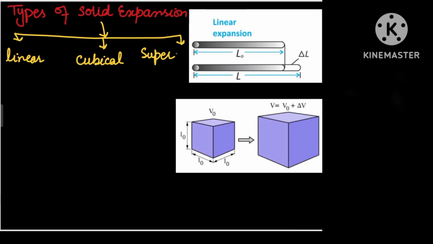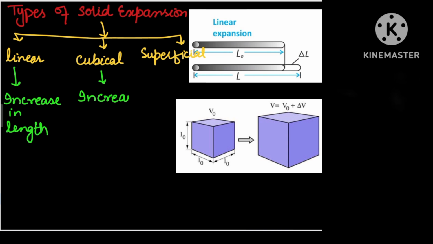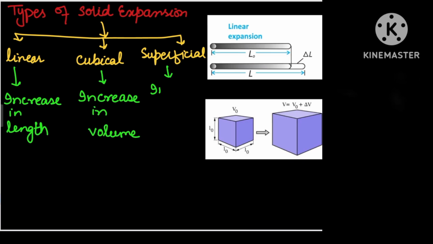Types of thermal expansion in solids. There are 3 types of thermal expansion in solids: linear expansion, cubical or volume expansion, and superficial expansion. If the length of solids increases on heating, it is called linear expansion. If volume of solid increases, it is called volume expansion or cubical expansion. And if surface area of solid increases, then it is termed as superficial expansion.